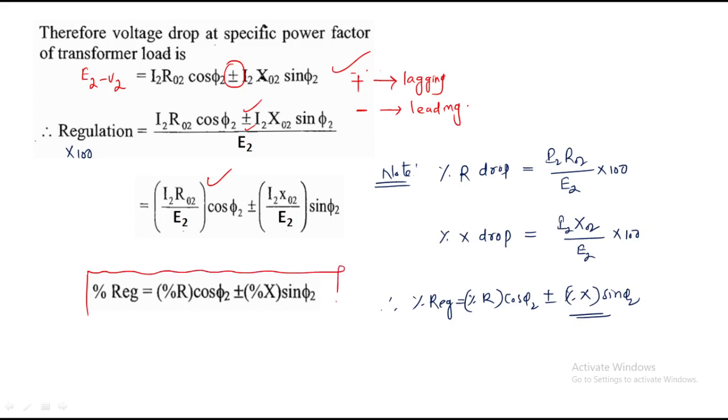remember this formula. Percentage regulation is what? Percentage resistance drop, that is nothing but I2 R02 by E2 into 100. Percentage reactance drop, that is I2 X02 by E2 into 100 into sin phi 2, where plus is for lagging.